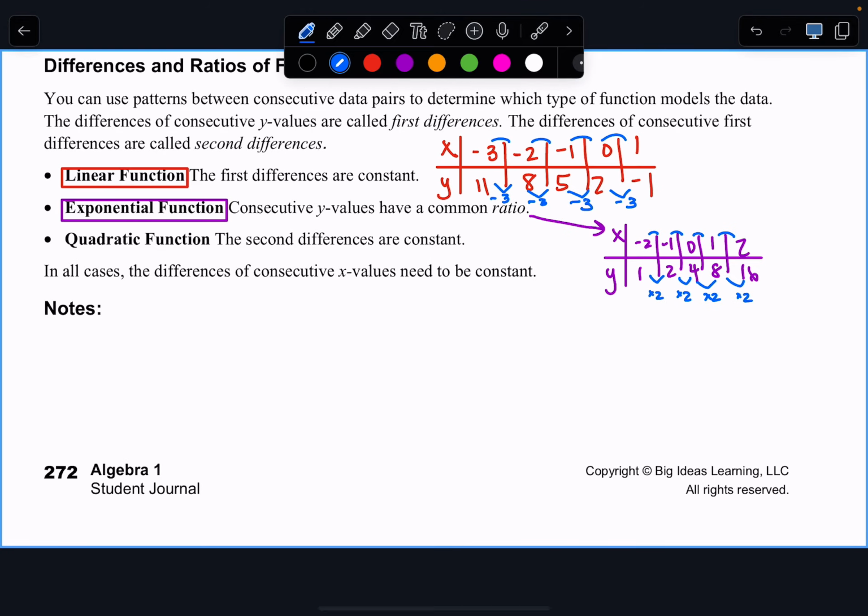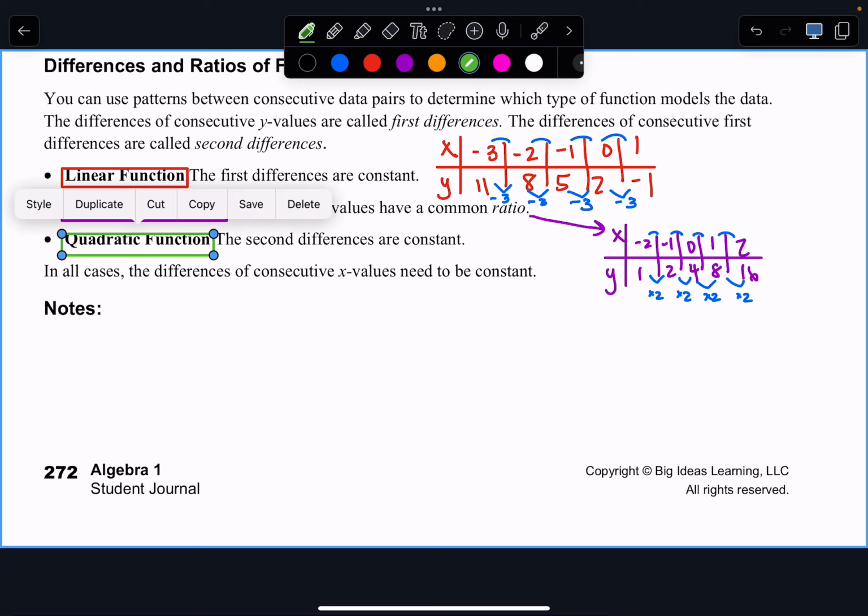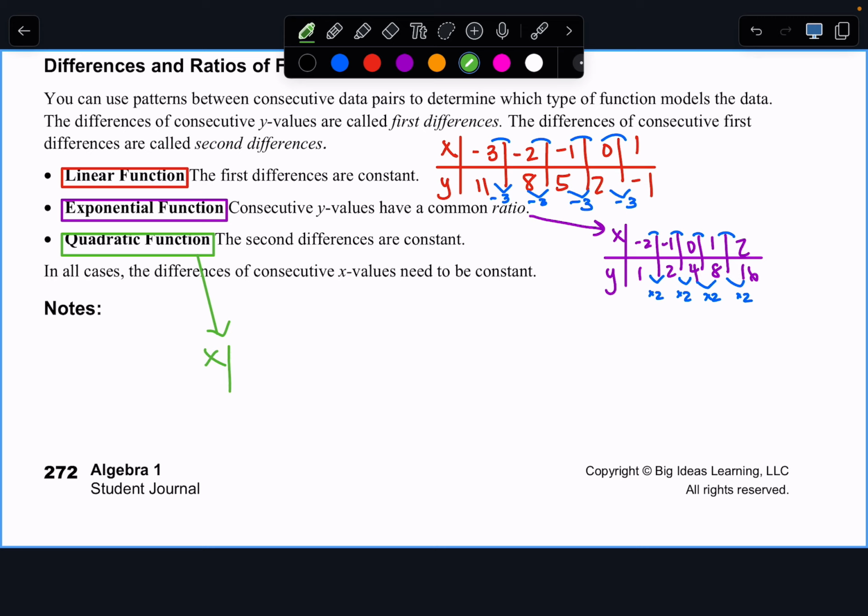Now, if we have a quadratic, then it says something weird like the second differences are constant. So I'm going to draw an XY table down here. I'm going to have you draw it. And then we're going to talk about what the heck that statement means.